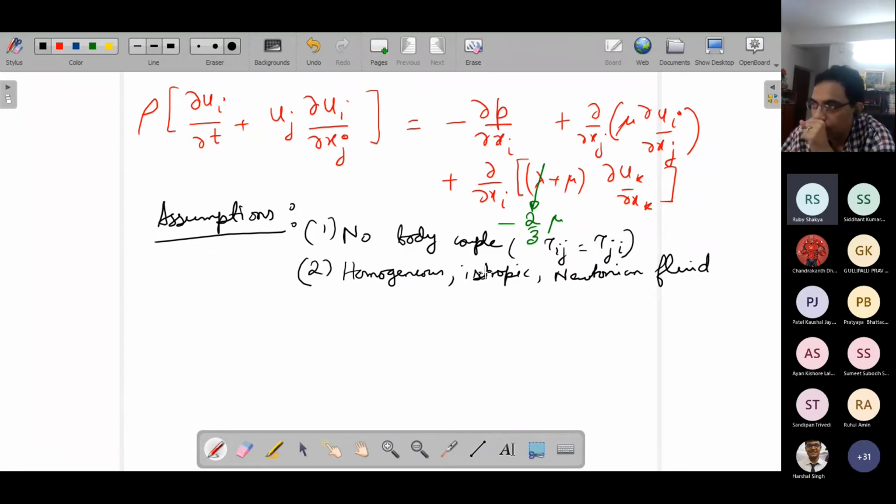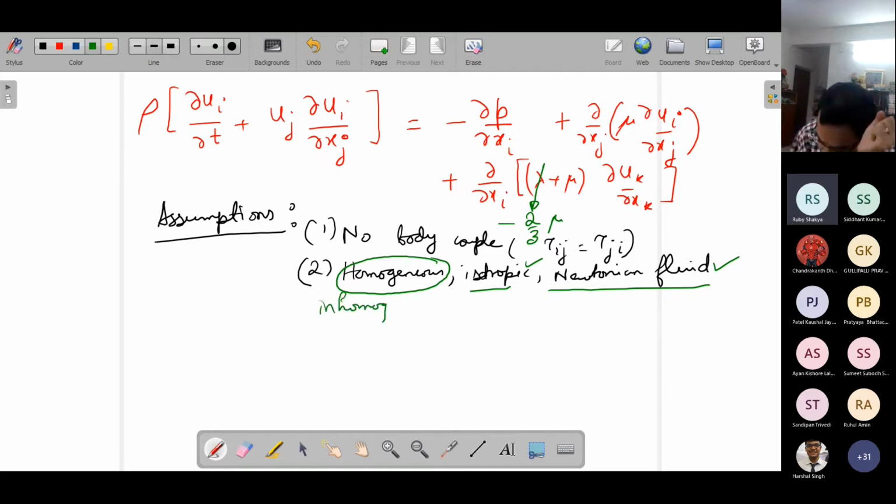Now let us say that we relax one of these things. Which one will we relax? Let us say Newtonian fluid we keep it, isotropic we keep it, and homogeneous we relax. That means if it is inhomogeneous, then can you tell where would the change be reflected and how?